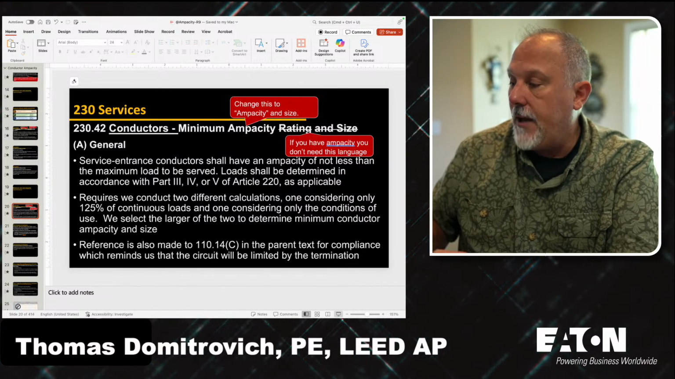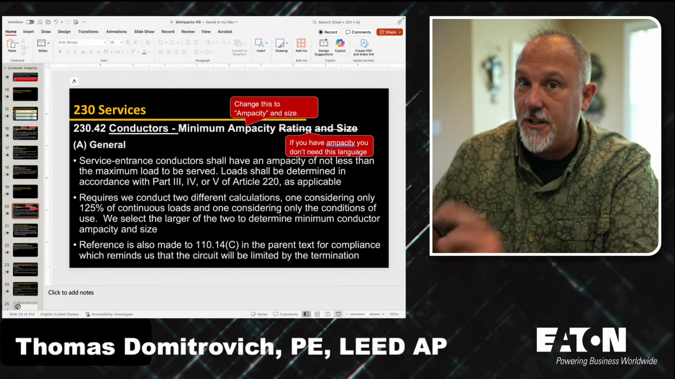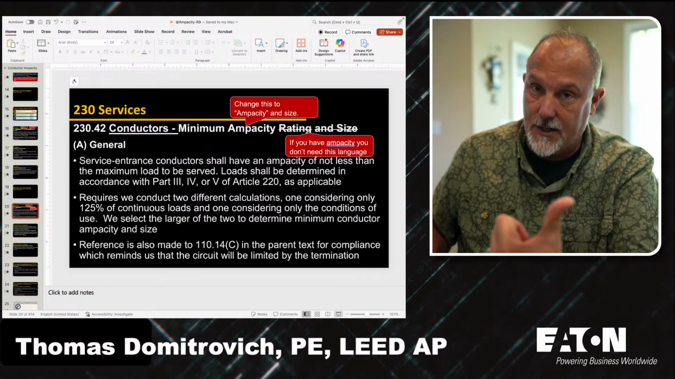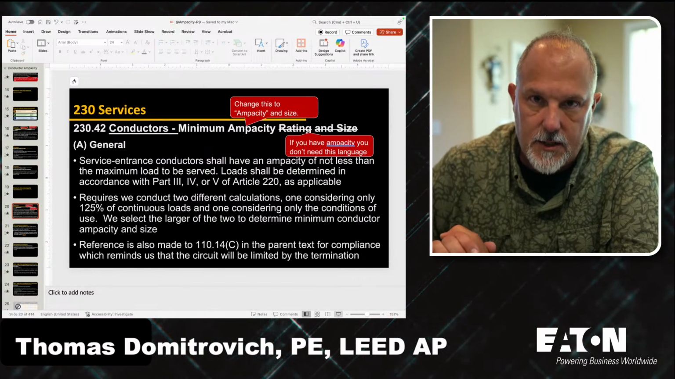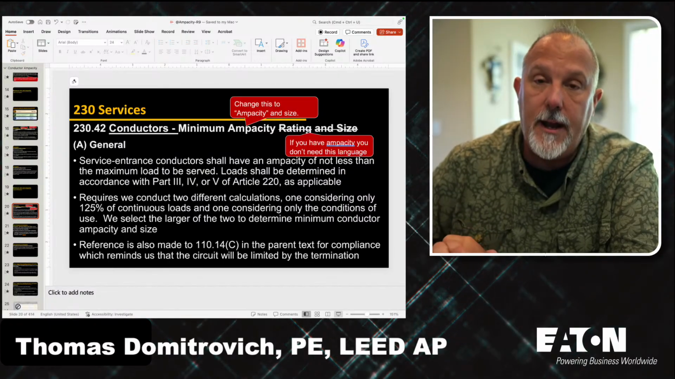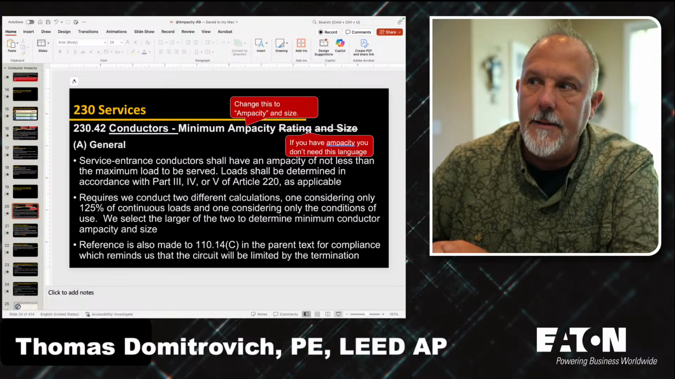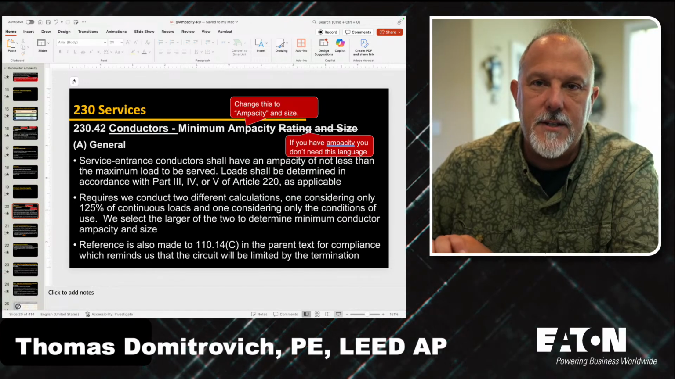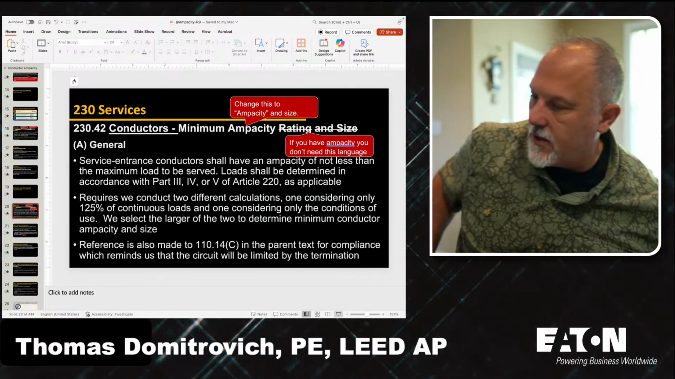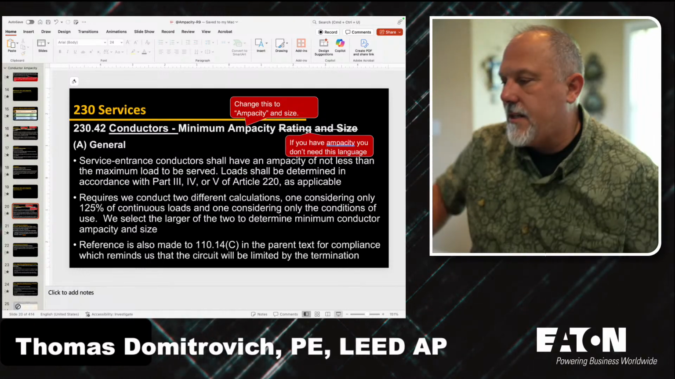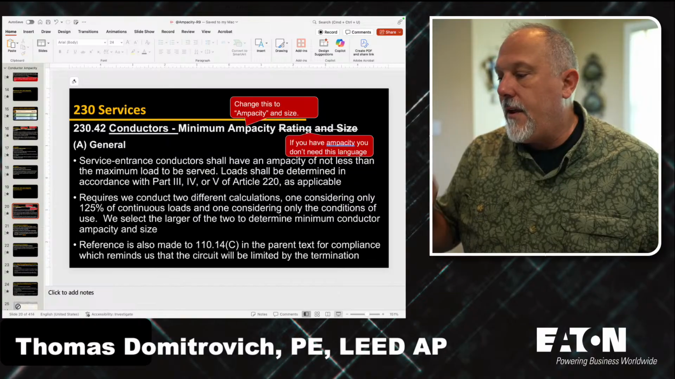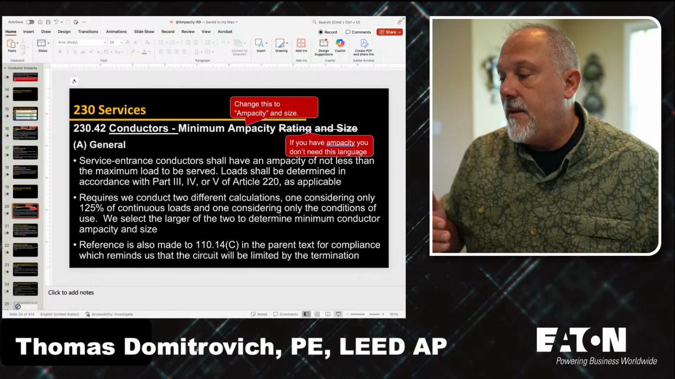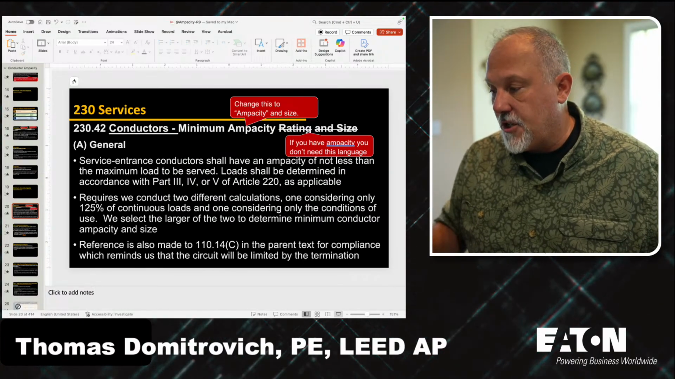125% of the continuous load, and one considering only the conditions of use, which we're going to fix in the language too, Dawn. That public input or public comment last cycle, the 2026 code, should have passed. I should have fought harder at the code panel for that language. Unfortunately, I was beaten to a pulp on other things, and I'm going to fight for that one next cycle. Requires that we conduct 2 different calculations. Okay, and then they have a reference made to 110.14(C) in the parent text for compliance, which reminds us that the circuit will be limited by the termination.